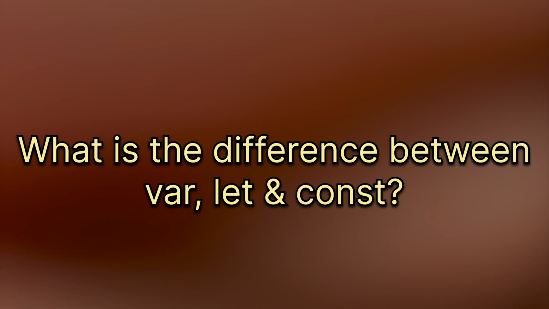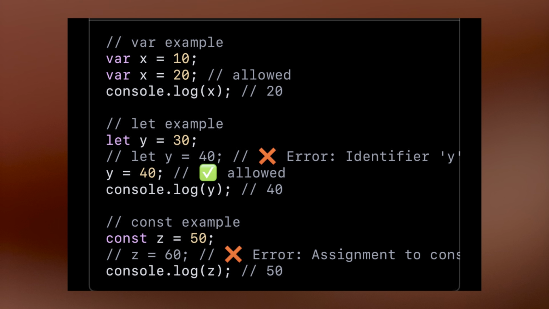Question 1. What is the difference between var, let, and const in JavaScript? Answer. Var is function scoped and can be redeclared and updated within its scope. It also gets hoisted, meaning it's accessible before its declaration.